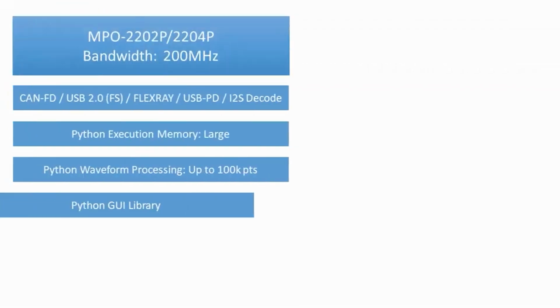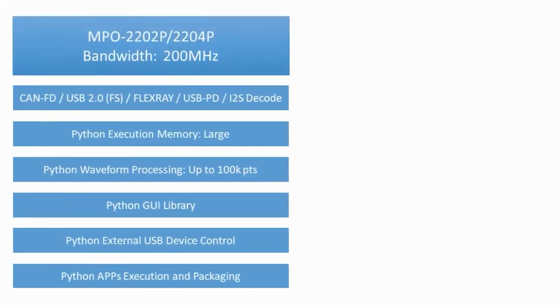MPO 2000 is available in 4 models. The professional version offers a 200 MHz bandwidth with more bus decode capabilities. It utilizes more system resources during Python script execution, allowing the use of Python GUI libraries and control of external USB devices. It also supports packaging .py files into Python app installation files.